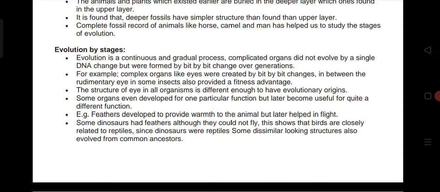Some dinosaurs had feathers, although they could not fly. This shows that birds are closely related to reptiles, since dinosaurs were reptiles. Some dissimilar looking structures also evolved from common ancestors.